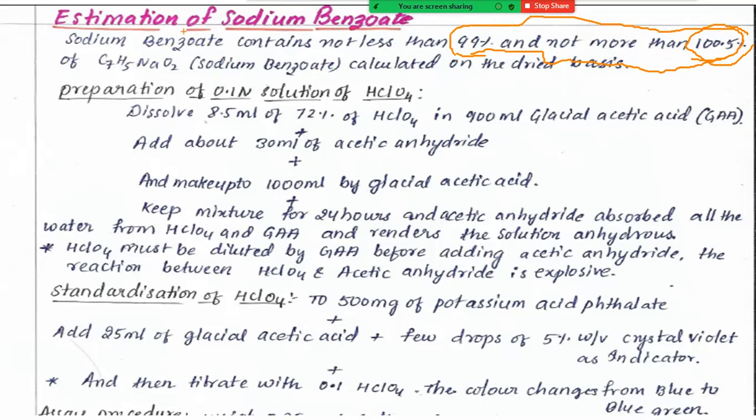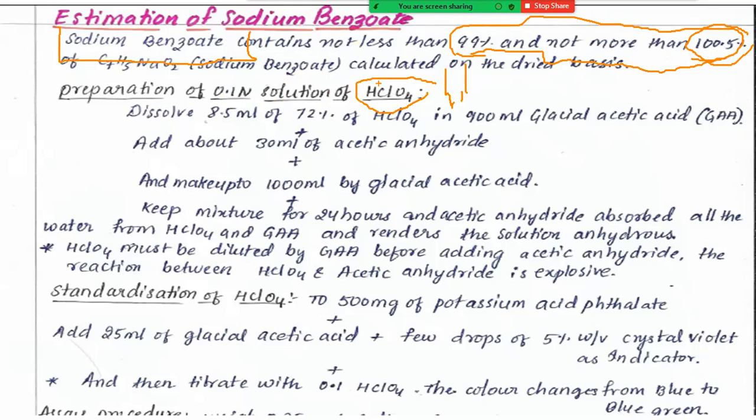Okay, but this sodium benzoate has a basic nature, so it is taken in the conical flask and will be estimated by perchloric acid. So perchloric acid is taken in the burette. Okay, but before titrating, we need to prepare perchloric acid.